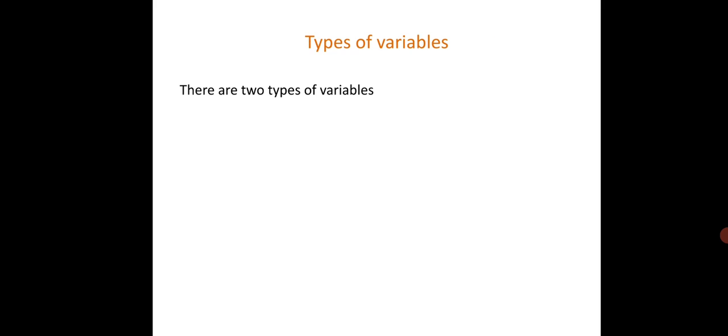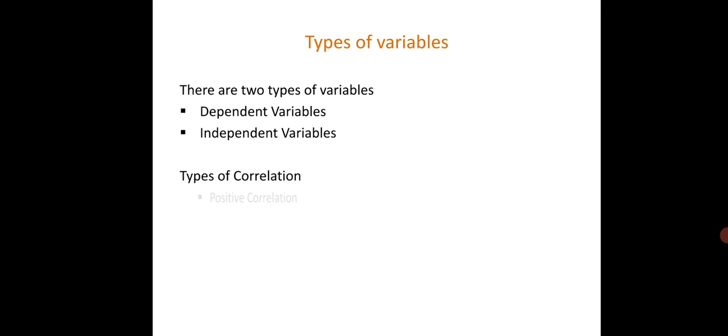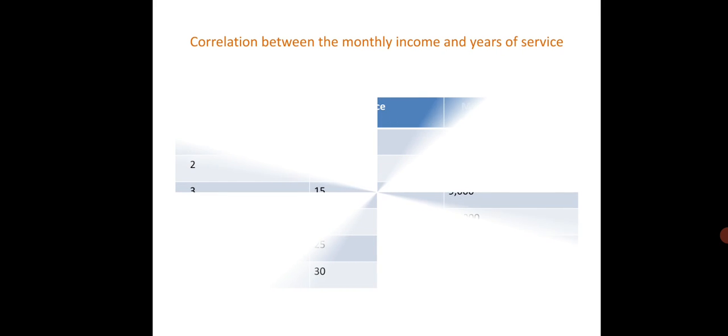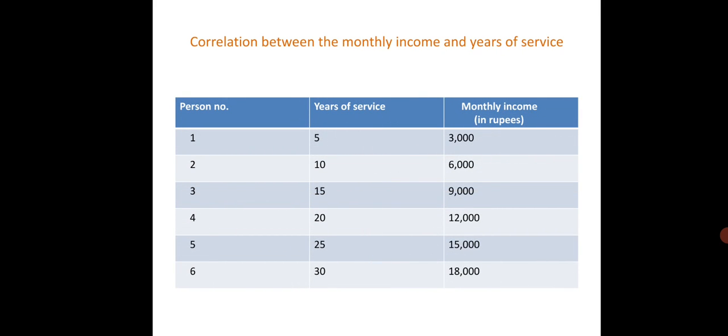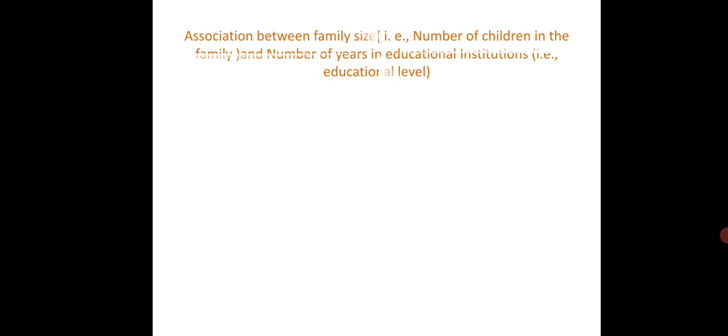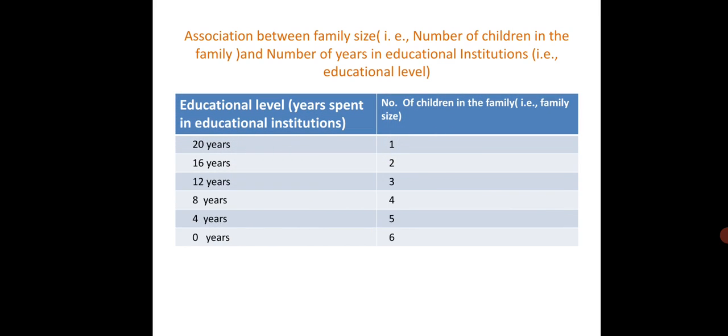Types of variables. So there are two types of variables. One is dependent variables and next is independent variables. In the type of correlation, we have positive correlation, null or zero correlation, and negative correlation. So, correlation between the monthly income and the years of service. This is an example given here. We have another example here.